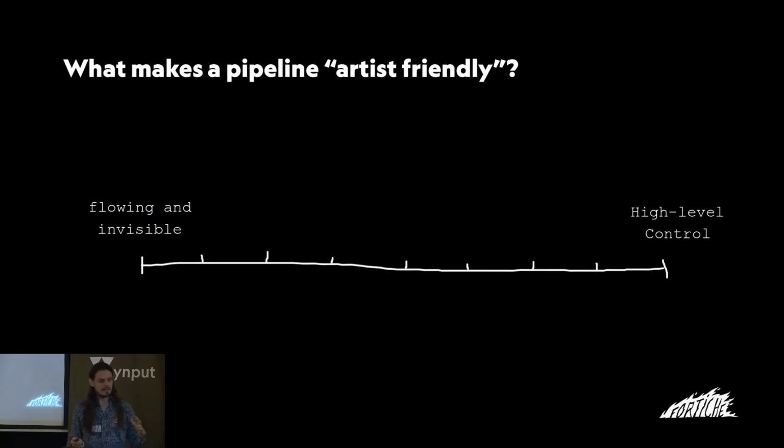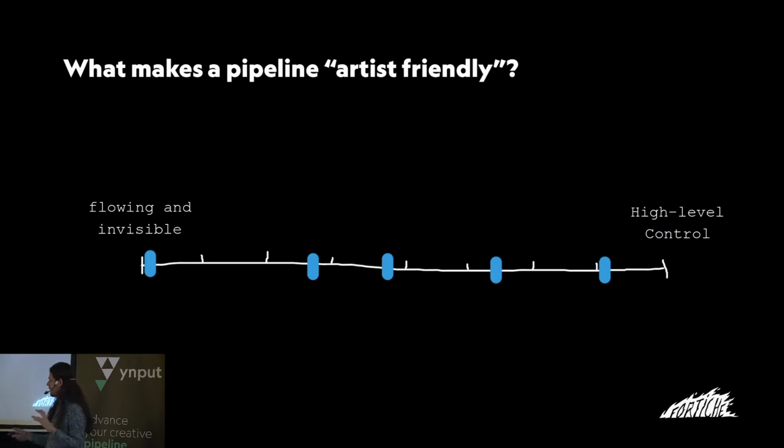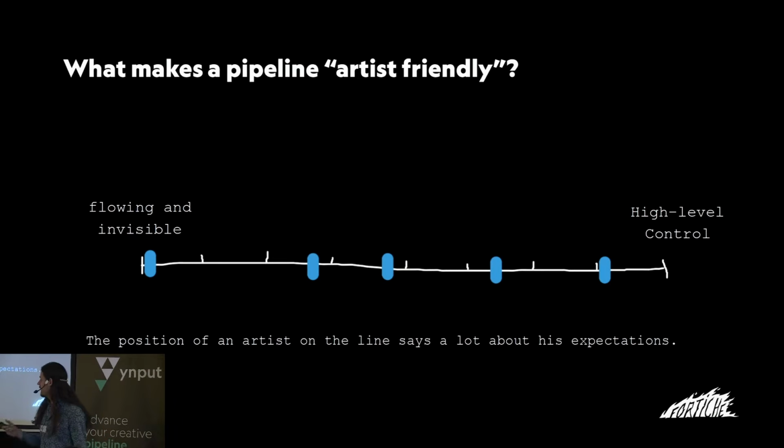And let's see, for example, we have a line. On one side, you have a flowing and invisible pipe, and on the other side, you have high-level control. And every person or every department will be somewhere on this line. So you will have to think about which part of your pipeline you're using to adapt the control of your tool and what you give to your artists. And the thing is, the position of an artist on the line says a lot about his expectations.